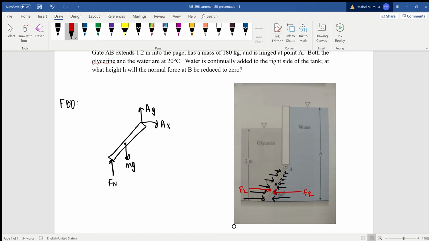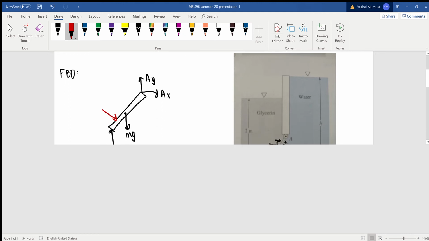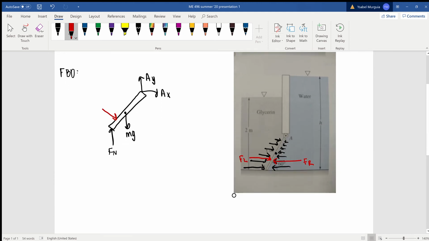So I'm going to add these forces here, and these are going to be perpendicular to the surface. I didn't draw that too great on my picture here, but they are perpendicular. So this is FL, whoops. And then this is going to be FR. Again, we don't know their magnitudes, but we will be solving for that. Okay, so that is everything for my forces.